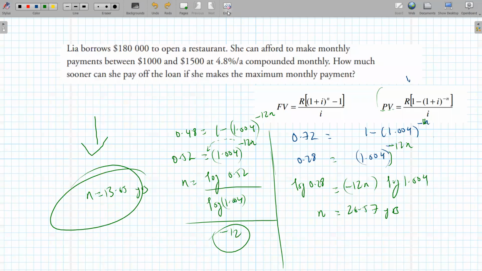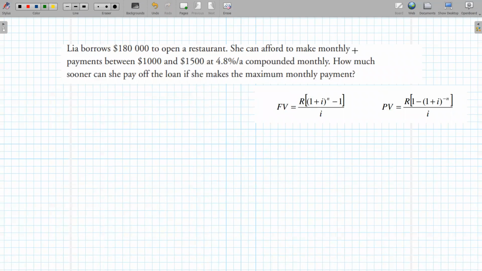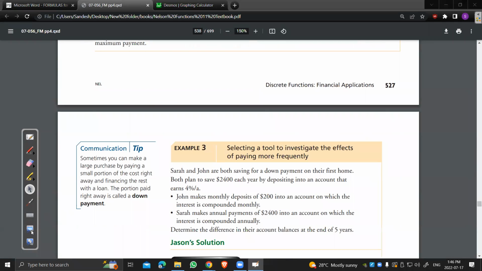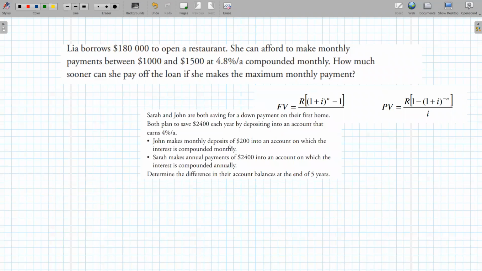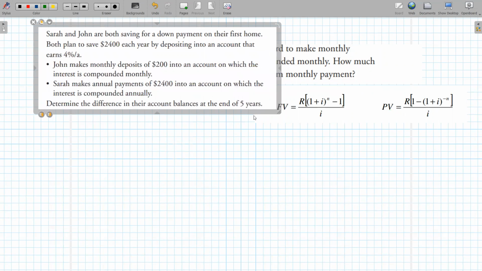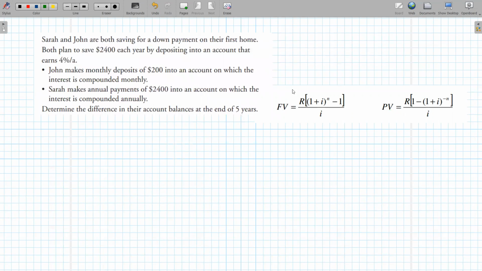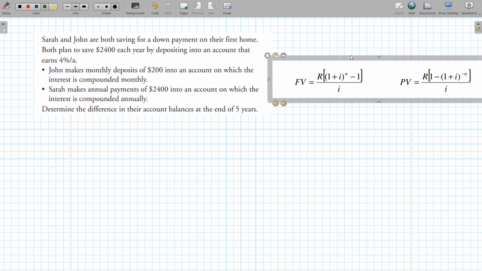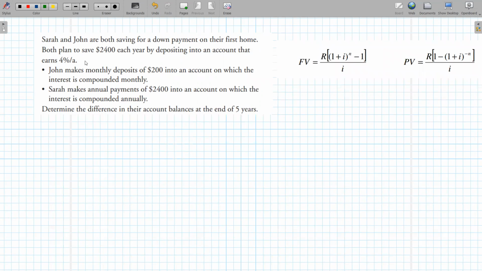Let me pull up another question. Okay, let's look at this one. Just put this up here. All right, so Sarah and John are both saving for a down payment.